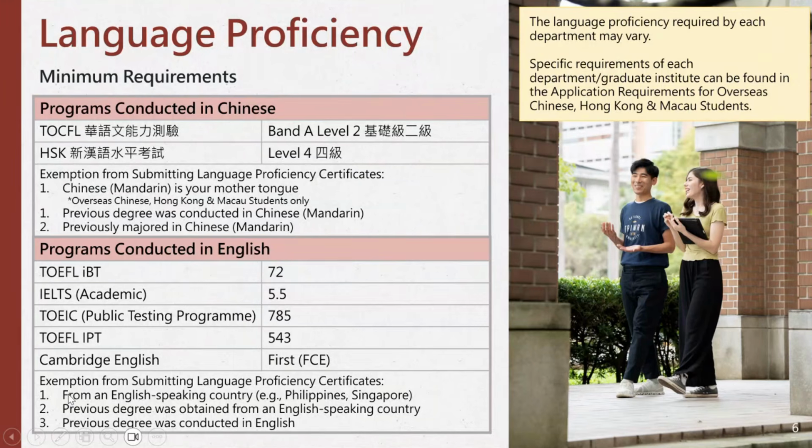And then there are some cases where you don't have to take this exam. For example, if you are from an English-speaking country, such as the Philippines or Singapore, then you submit your passport, and you don't have to upload a proficiency certificate. Or if your previous degree was obtained in an English-speaking country, then you don't have to submit it as well. Or if your high school program was entirely conducted in English.